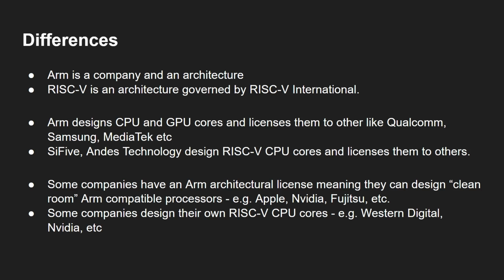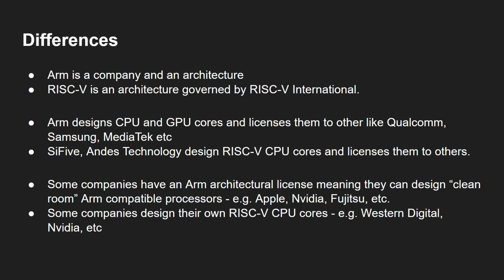Now, some companies have an ARM architectural license, meaning they can design clean room ARM compatible processors. That's what Apple has, that's what Nvidia has, that's what Fujitsu has, and many others. Samsung has one. And so they allow them to design, but they have to be completely compatible with the ARM architecture. There are tests that they need to run to make sure they remain compatible. So there is the ability for other companies to design ARM processors, and they are licensed to do that.